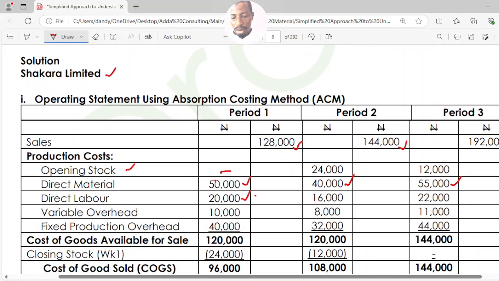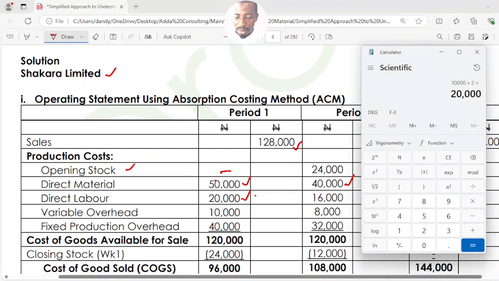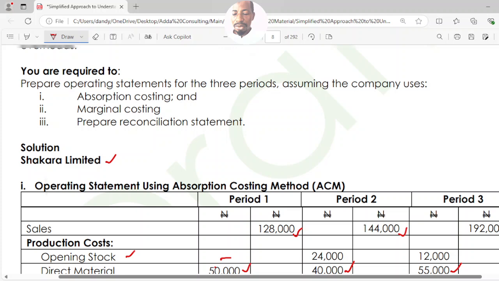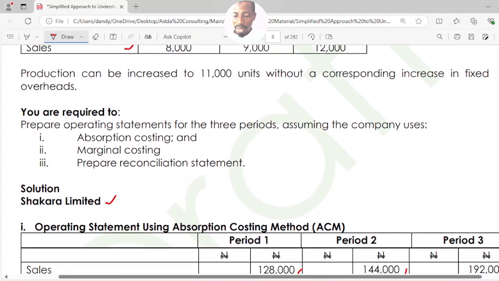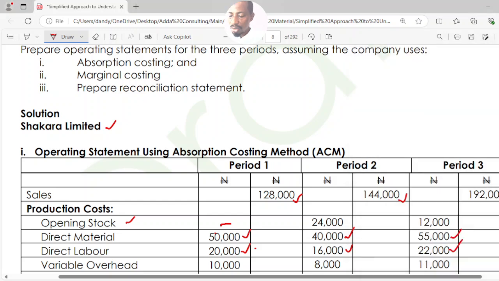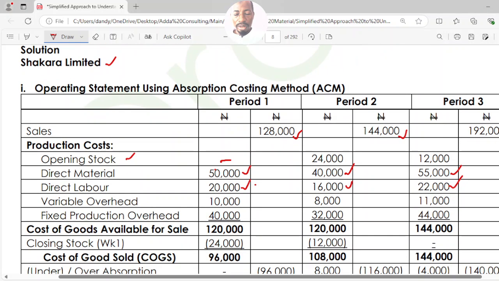In year 2, the units produced is 8,000. So 8,000 multiplied by 2 naira, that's 16,000. That's how you arrive at this 16,000. In year 3, the units produced is 11,000. So 11,000 multiplied by 2 naira, that's 22,000. So that's how we arrive at this 22,000. I will move to the next one.